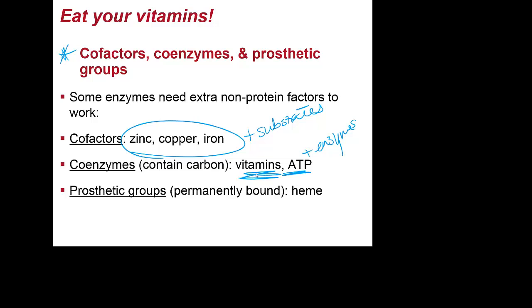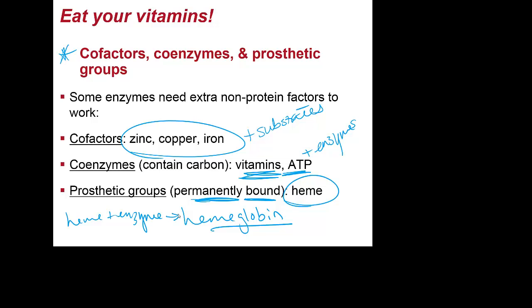Vitamins might work with enzymes. These other things, these prosthetic groups, so a prosthetic addition to these enzymes would be something like heme. Where have you seen that before? Hemoglobin? So this is actually a group that's permanently bound to an enzyme. So it's heme plus enzyme gives you hemoglobin. What's hemoglobin's job? Carries oxygen in your red blood cells.